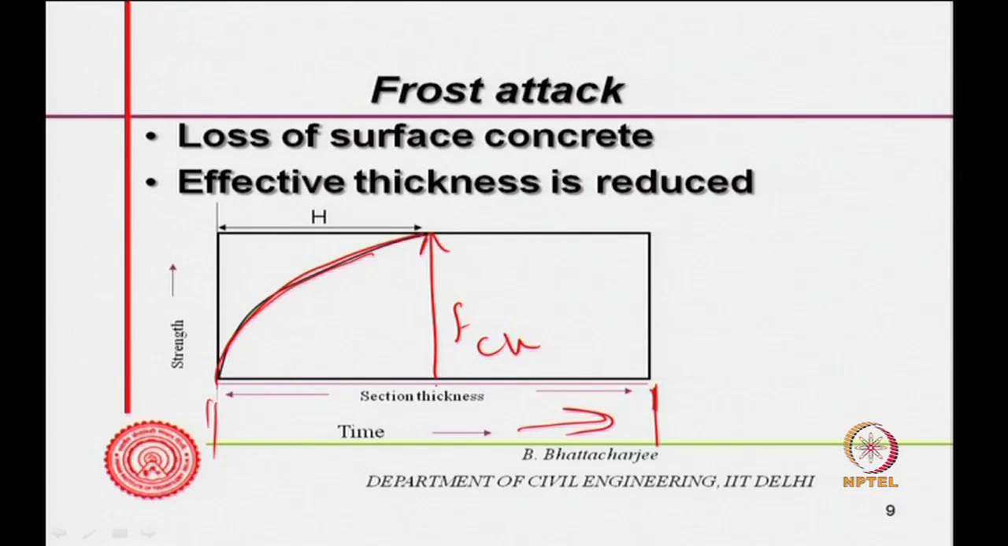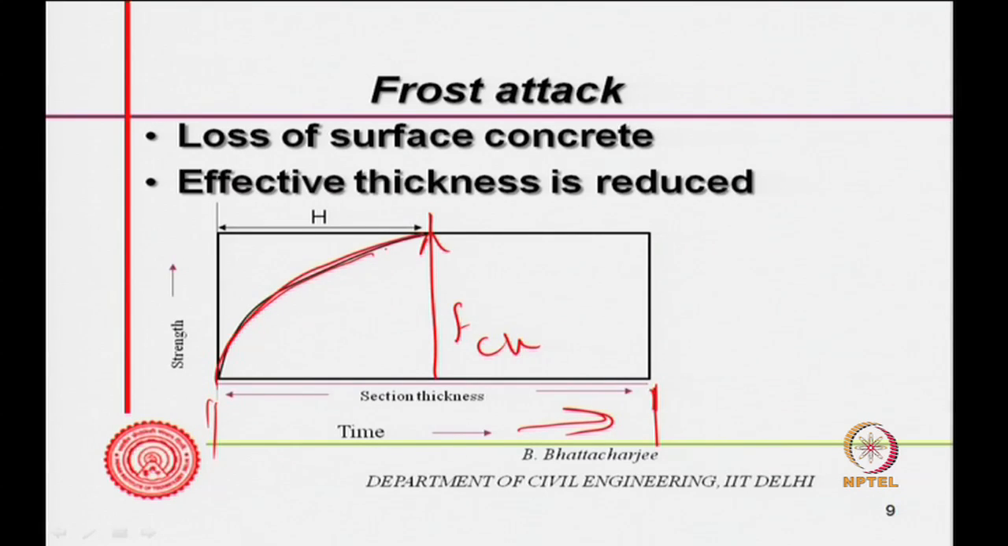At very large time or infinite time, let us say h is the depth up to which the strength reduction occurs, because there is a freezing cycle and thawing cycle. So, moisture will get in during thawing, frozen, and once cooled again, some of it will come out. So, finally, the water will again get in.